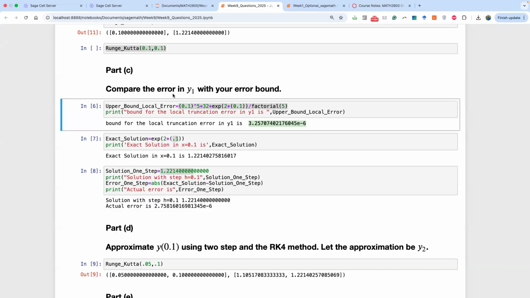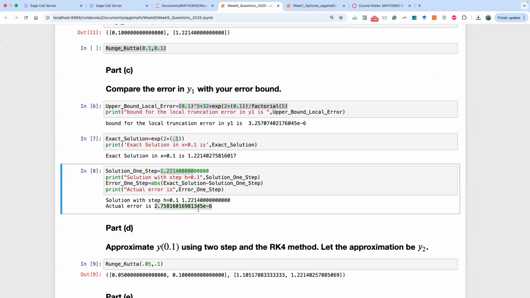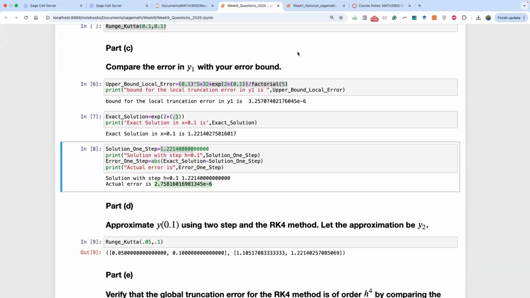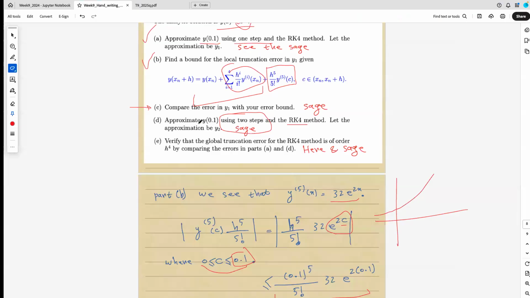Comparing the error in y1 with the error bound: this means the upper bound for local error really is true, because the actual error we calculated by comparing the analytic solution and numerical solution, subtracting them, taking the difference, is this, which is less than this one. Okay, move on. Part D.